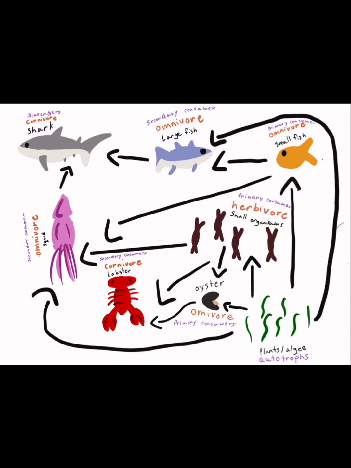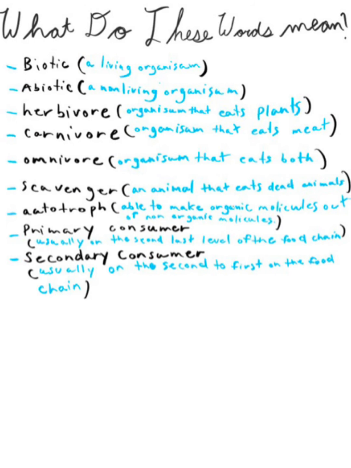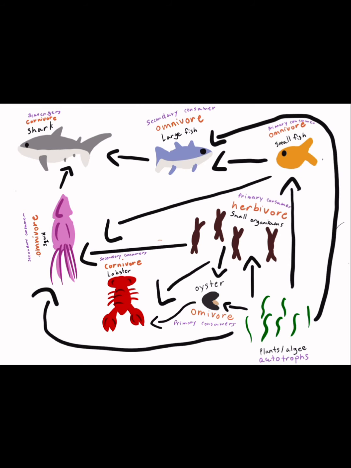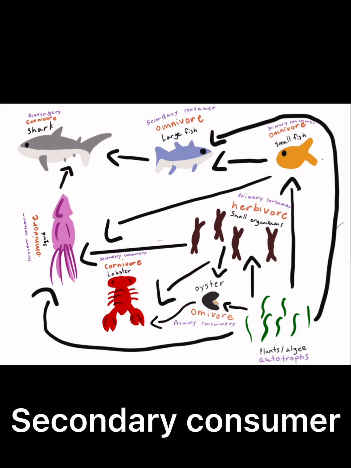A shark is a carnivore as well as being a scavenger. And if we look here, a scavenger means an animal that eats dead animals. And then some of the animals the shark eats are larger fish, squid, and smaller fish as well, and occasionally lobster.